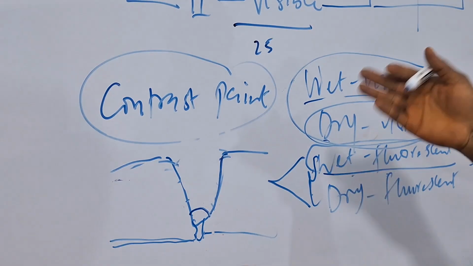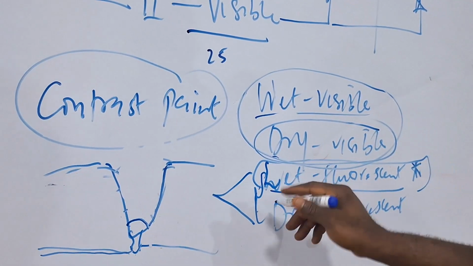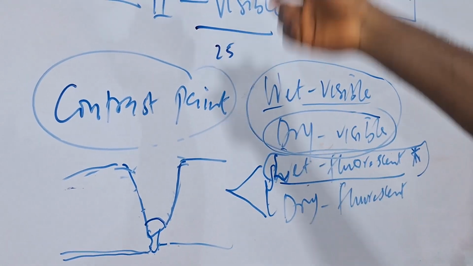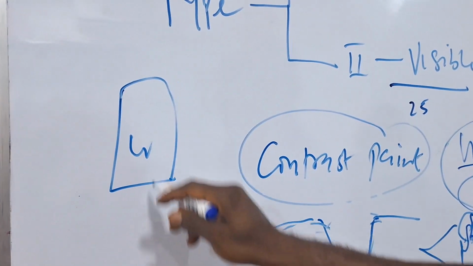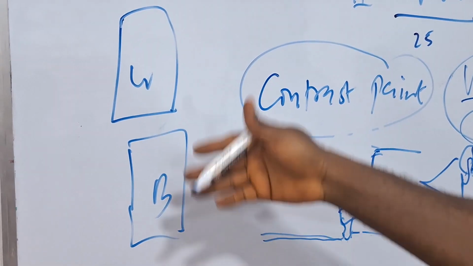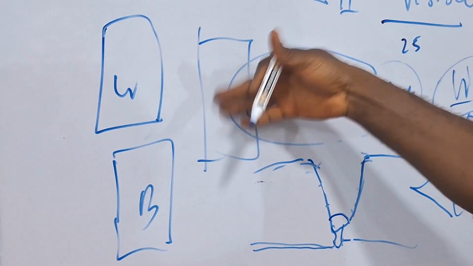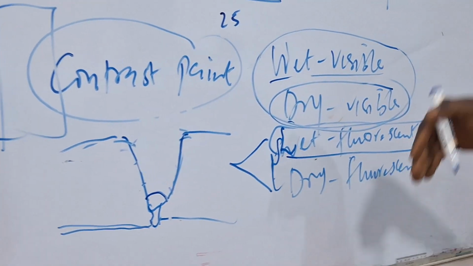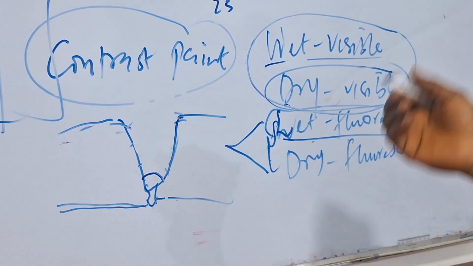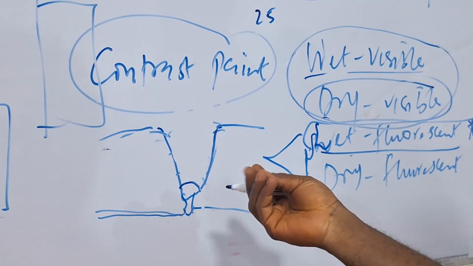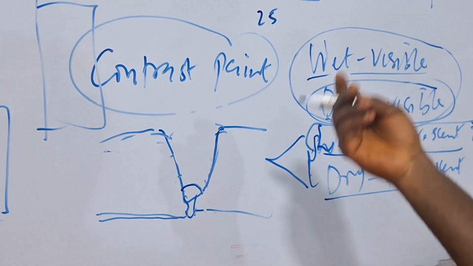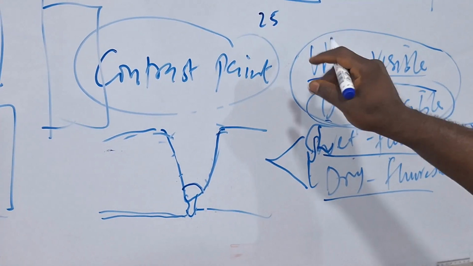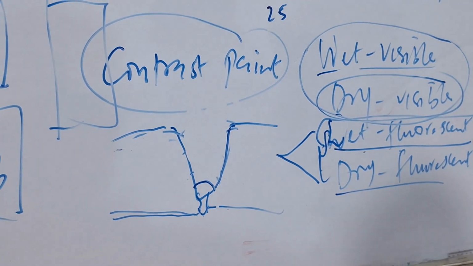Then when you come to your wet fluorescent, it is similar to your wet visible. The only difference is you don't need the contrast paints. Where for visible, you need two cans, your white and the second one, your black particle. In the case of fluorescent, you just need one can, and that is enough for you to perform the test, which is your fluorescent particle. Then in your dry fluorescent, you are still using your dry particles, but in this case, the metal particle that you are using for the test should have the ability to fluoresce under UV light. So this is just a breakdown of the technique, and let's practicalize it.